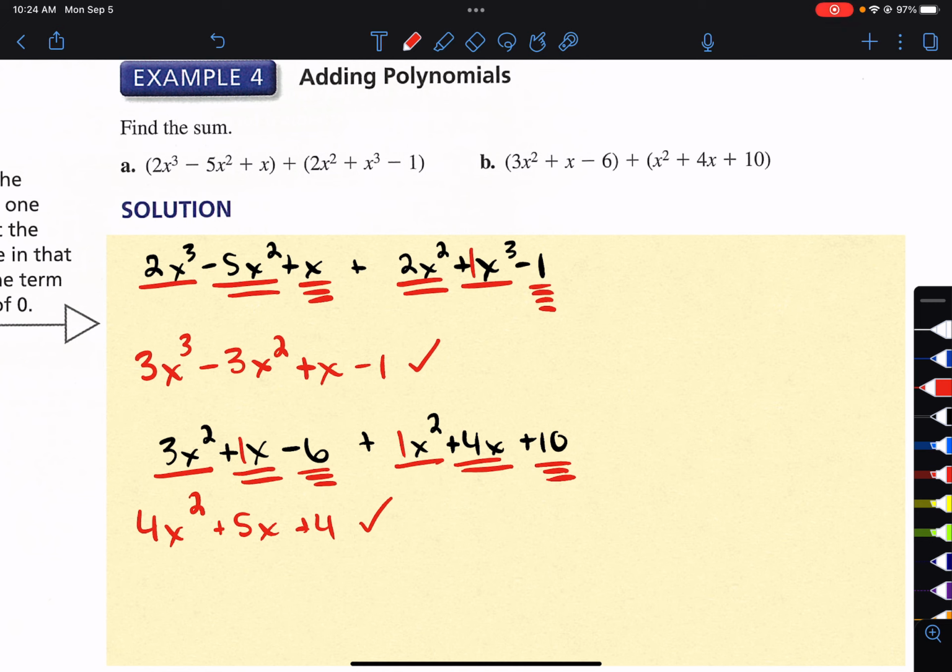If for some reason you've had this in a different order, like the 5x was first, I would want you to rewrite it so that it was in the correct order, okay? Your final answer should always be in standard form. Largest exponent first, and you work your way down.